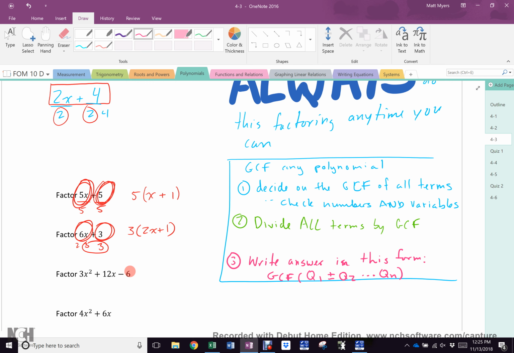So step 1, GCF equals 3. What's step 2? Divide all the terms by 3. Divide by 3, divide by 3, divide by 3. What is step 3? Write the answer. What is my GCF? 3. What is the first quotient? X squared. What is the second quotient? 4x. What is the third quotient? -2. Do I keep going? Why not? Because I'm out of quotients.